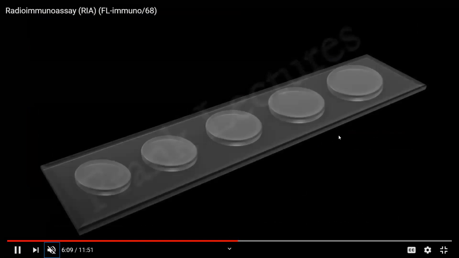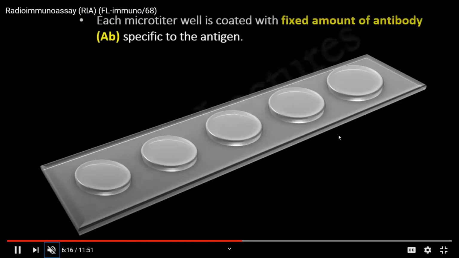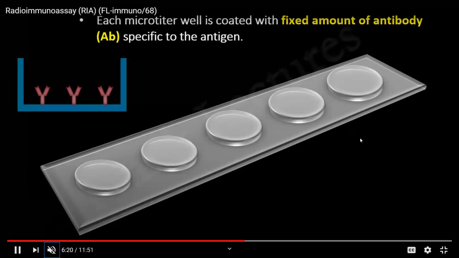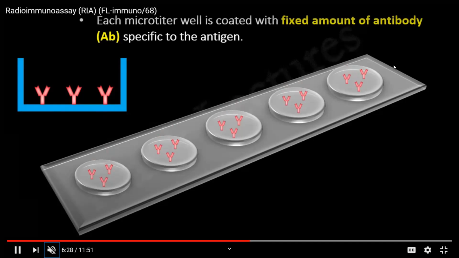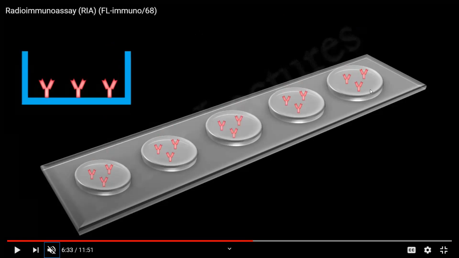Just see this experiment. It's a continuation of the previous one to make it easier for you all. Now see, this is the well that they have taken. As I told you, they have taken 3 antibodies. This is a slide where they have taken five different wells. In each well they have used 3 antibodies. The number of antibodies is fixed, 3 in all of them.